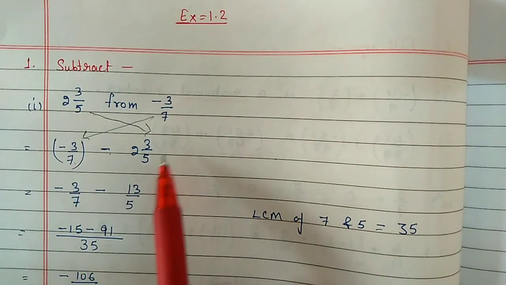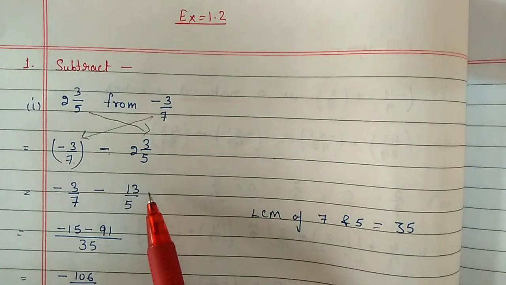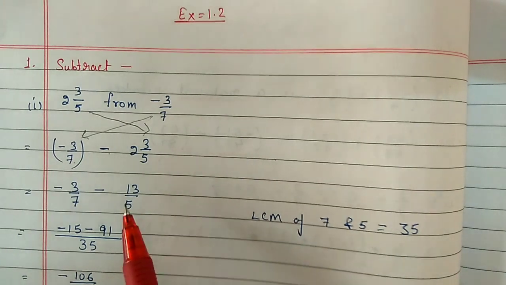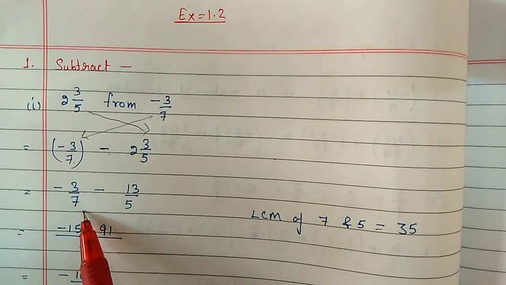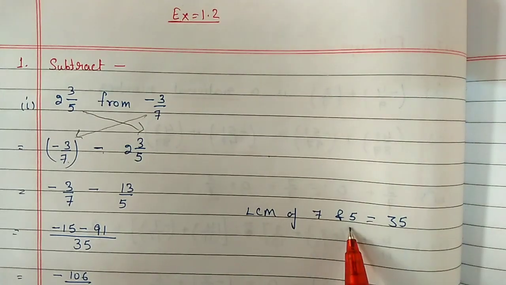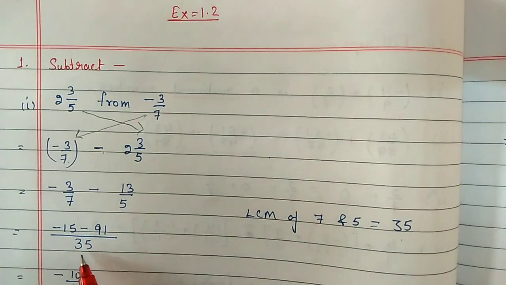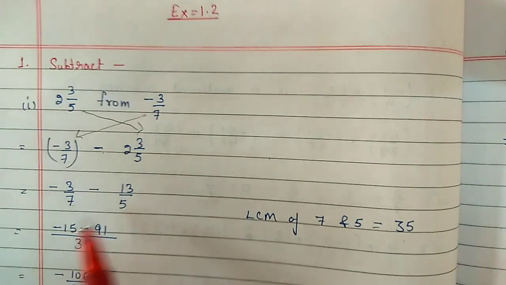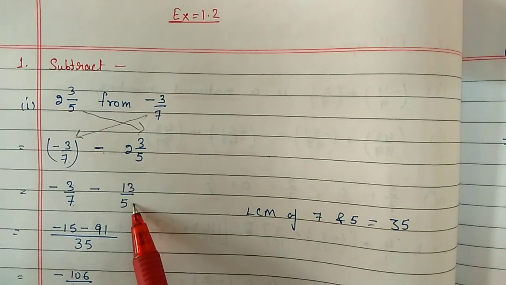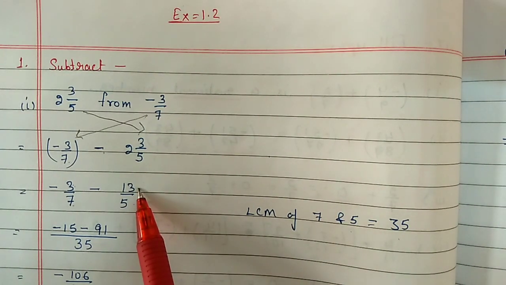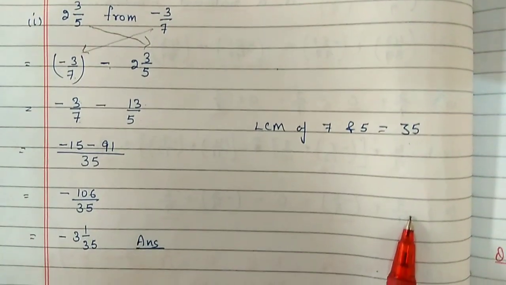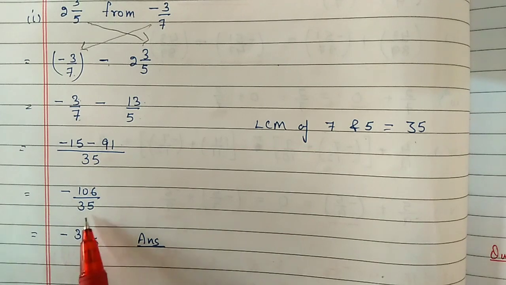Minus 3 by 7, this 2 whole number 3 by 5 you have to convert into improper fraction. 2 fives are 10, plus 3, 13 by 5. Then you can see the denominator is different. It means you have to take the LCM of 7 and 5, that is 35. Now see, in 7 table 35 is coming 5 times. Multiply 5 with this numerator, 3 fives are 15. In 5 table 35 is coming 7 times. So multiply 7 with 13, 13 sevens are 91. Minus 15 and minus 91 is equal to minus 106 by 35.